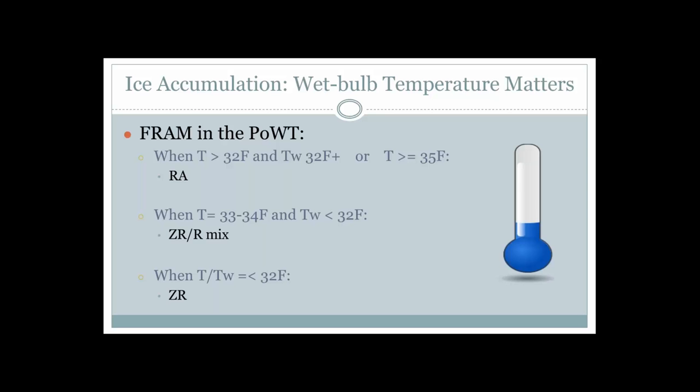However, if the temperature is between that 33-34 range and the wet bulb's below 32, so again, there's your dew points going below freezing, you're going to get this freezing rain mix. And then when both temperature and wet bulb are below freezing, it's a freezing rain situation.